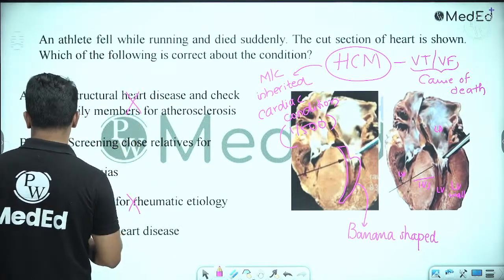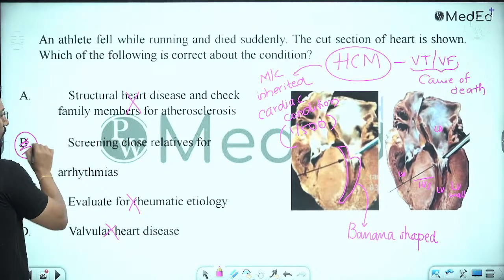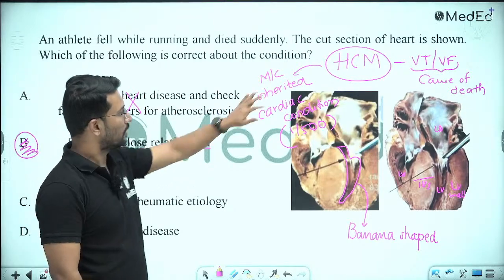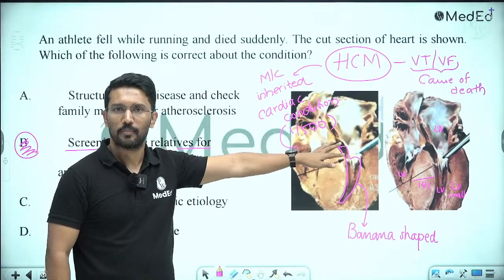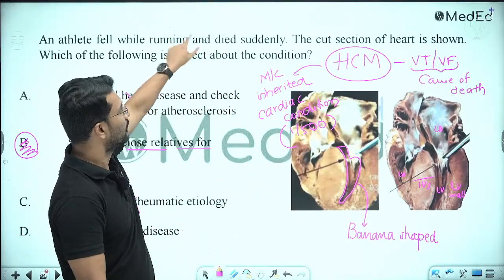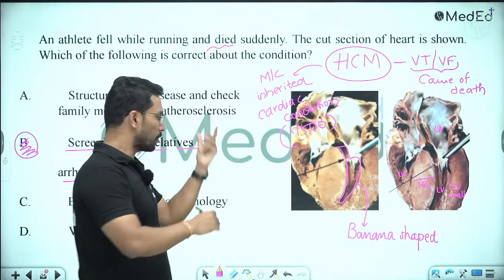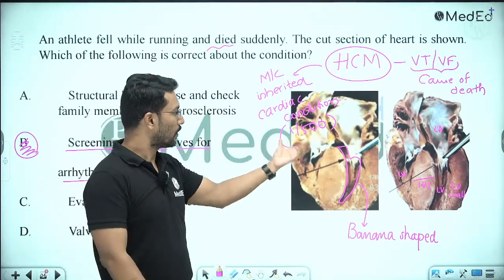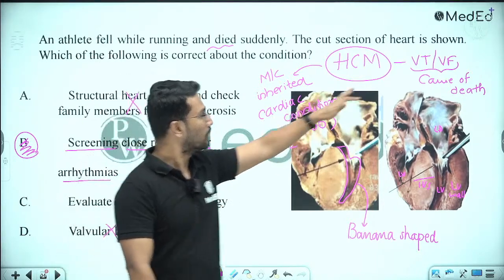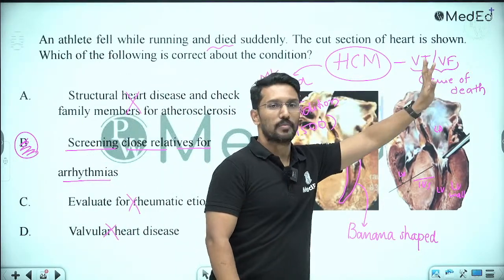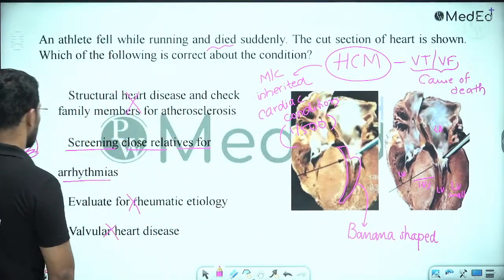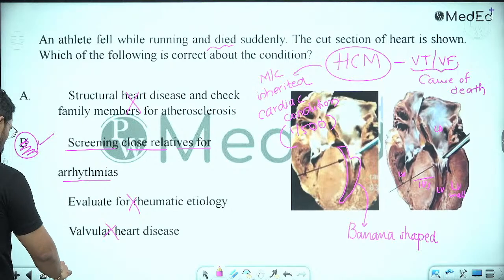So what makes logical sense here is option B. Screening the close relatives for arrhythmias, because it is an inherited condition, so others in the family may have it. And see, why are we not screening the patient? Because the patient is already dead. Remember that. So that is why the question's options are focusing on the relatives. Now relatives might also be inheriting the same mutation, so they are also prone. And most importantly, the cause of death is arrhythmias, mainly VT or VF. So we should screen them for arrhythmias. So I am going ahead with option B as the answer over here.